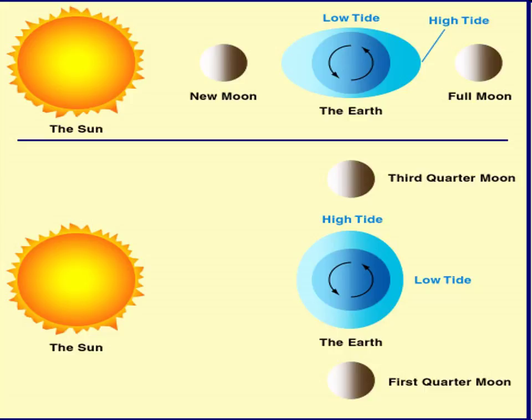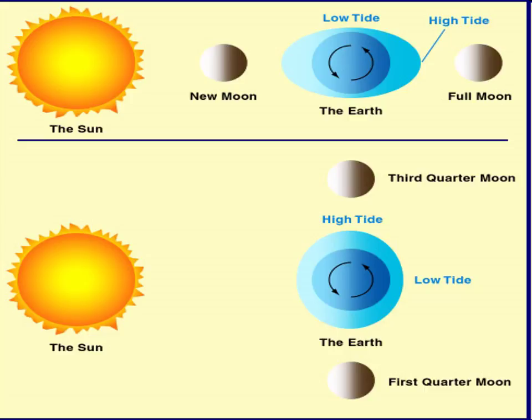The moon is in different places because the moon is moving around Earth as the Earth is rotating and revolving around the sun. So there's lots of different movements going on that affect the gravitational pull. And that gravitational pull is what creates high tides and low tides. And you see the third quarter and the first quarter moon in the bottom part of the diagram. They create a different kind of pull.